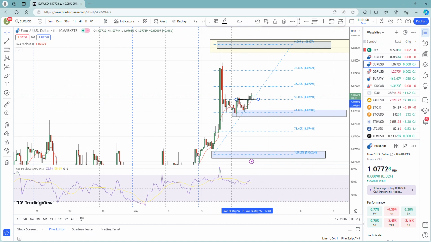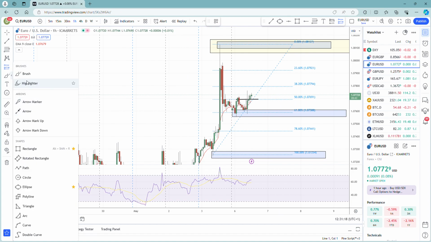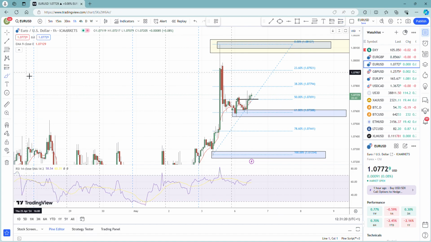So what I would do, because I'm doing a live entry with the audience now, I'm going to show you how I actually take an entry on EURUSD now. So H1, you want to highlight the candle you're interested in. So this is the candle I'm interested in right now.